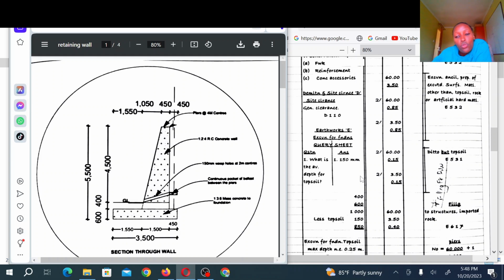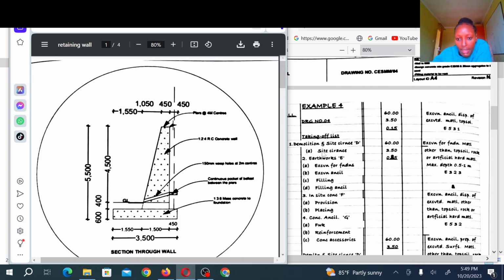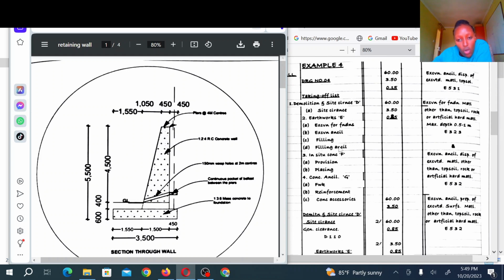Okay, now that we are done with excavation, compacting the ground, then supporting the sides, we shall now start filling. We are done with the first part, which was site clearance. We are still on earthworks. Earthworks involves all four things. We have excavation auxiliaries, which involve disposal of soil, supporting the sides of excavated surfaces, and also compacting the ground. Now we go to filling.